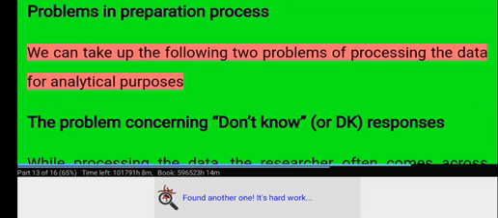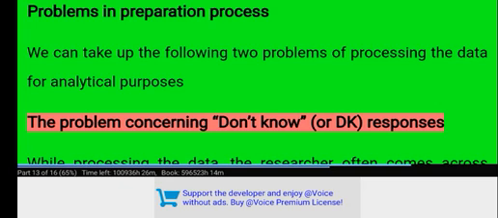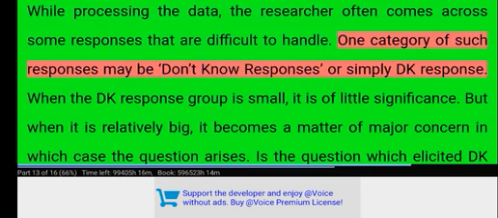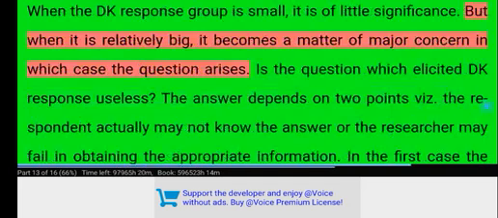Problems in preparation process. We can take up the following two problems of processing the data for analytical purposes. The problem concerning don't know or DK responses. While processing the data, the researcher often comes across some responses that are difficult to handle. One category of such responses may be don't know responses or simply DK response. When the DK response group is small, it is of little significance. But when it is relatively big, it becomes a matter of major concern, in which case the question arises.